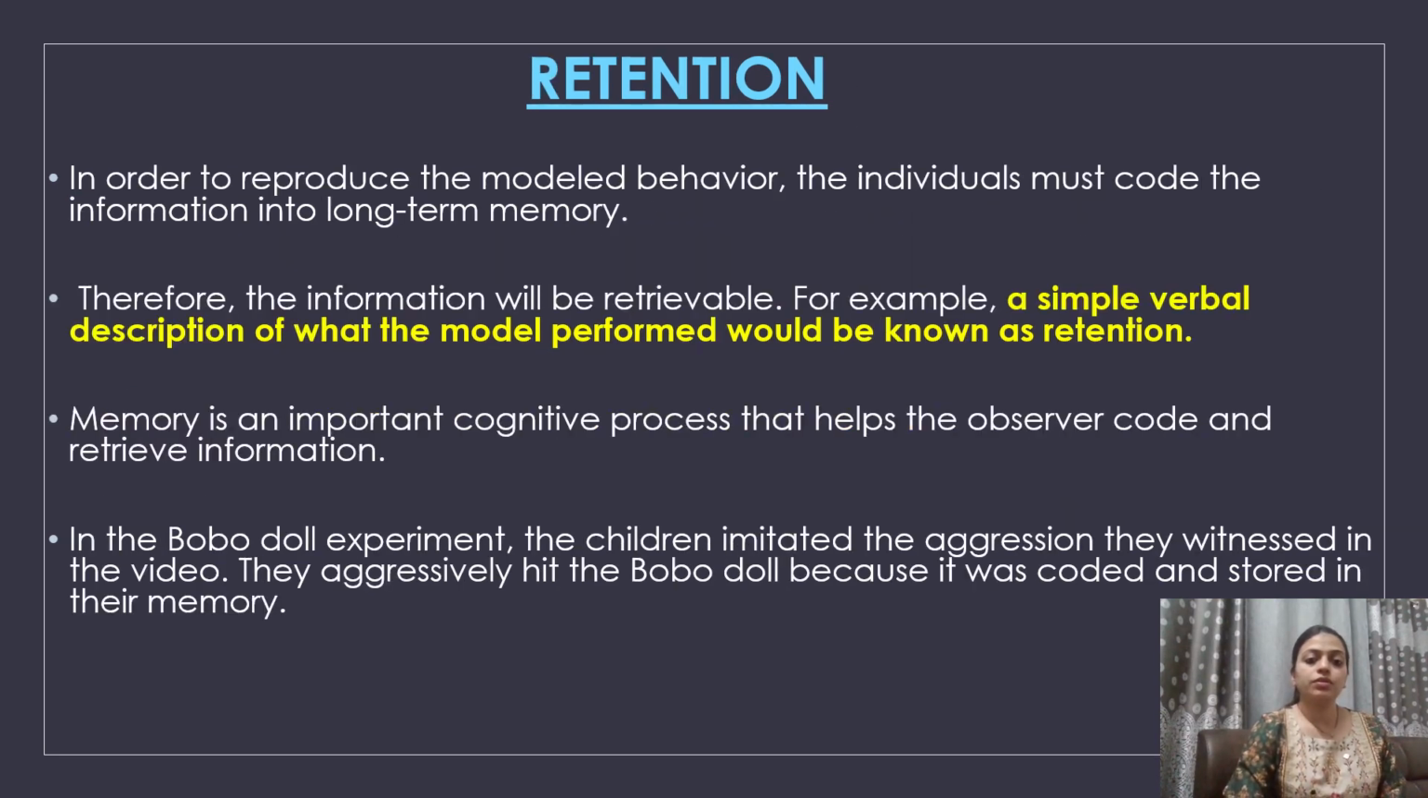Then comes the concept of retention, which is the next component. In order to reproduce a modeled behavior, the individual must code the information into long-term memory. It has to be retained in the memory. Therefore, information can be retrieved when it's required. So a simple verbal description of what the model performed would be known as retention. Okay. Memory is an important cognitive process which helps the observer code and retrieve the information. So in this Bobo doll experiment, the children imitated the aggression they witnessed in the video.